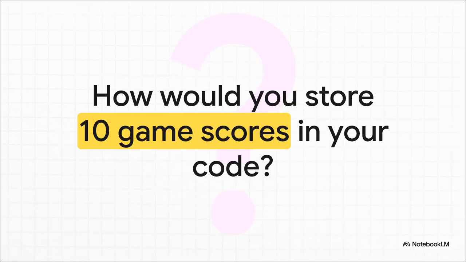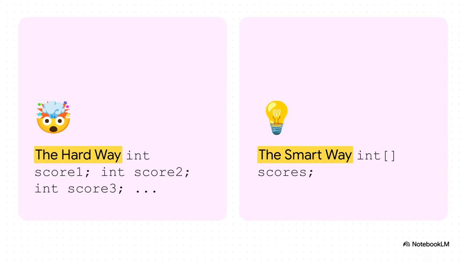All right, let's kick things off with a super practical question. Imagine you're building a game, right? And you need to keep track of the last 10 scores. How would you actually handle that in your code? I mean, sure, you could create 10 different variables, score1, score2, score3, but you can see how that gets messy fast. The smart way, the clean, efficient way, is to use a single structure to hold all of them, and that's exactly what an array is for.